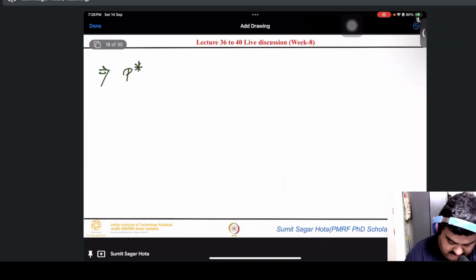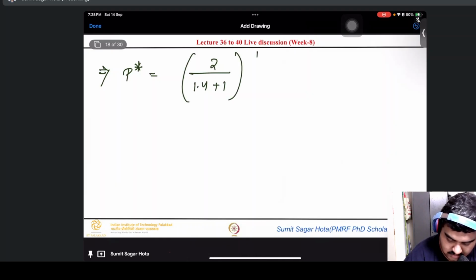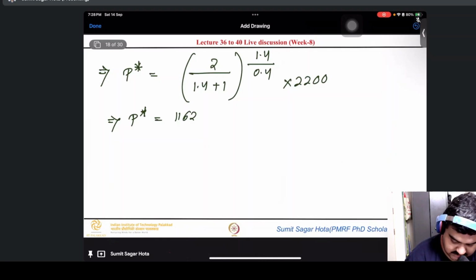So what is P star? Just put gamma as 1.4 because it's an ideal gas and it's air. So 2 by 1.4 plus 1 to the power 1.4 by 0.4 into 2200, because your P naught is 2200. From here we can calculate the P star value as 1162.22 kilopascal.